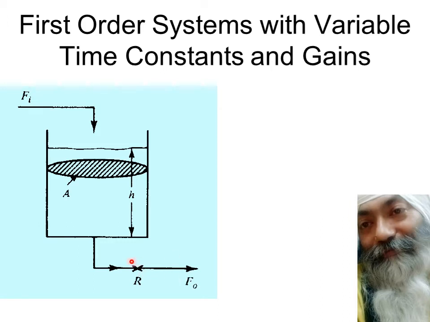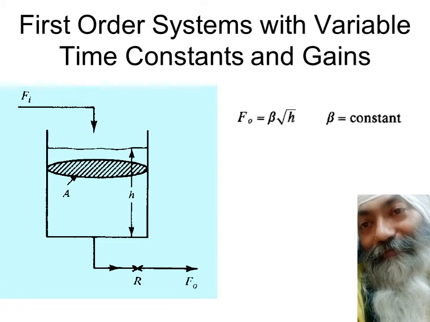Many times the characteristics of this resistance are not linear. So this F naught is not directly proportional to h, but proportional to h raised to some power, that is, it can be raised to the power 1 by 2, 1 by 3 or 2 by 3, something of that sort. So we will take one example in which we assume that the relationship between f naught and h is given by f naught equal to beta times under root h. So f naught is proportional to under root h, and of course beta here we take as constant.